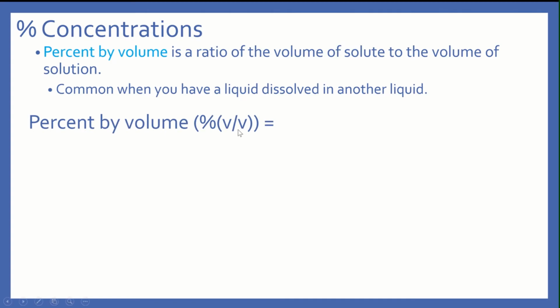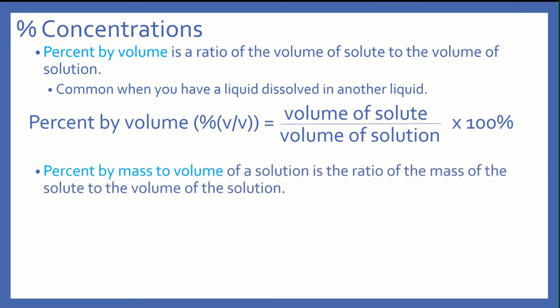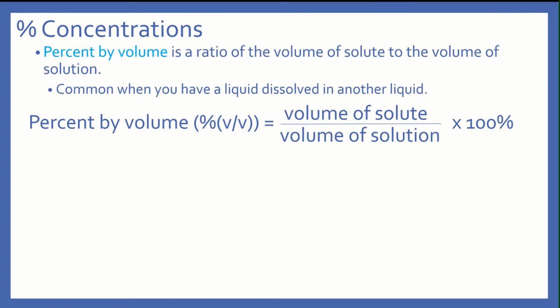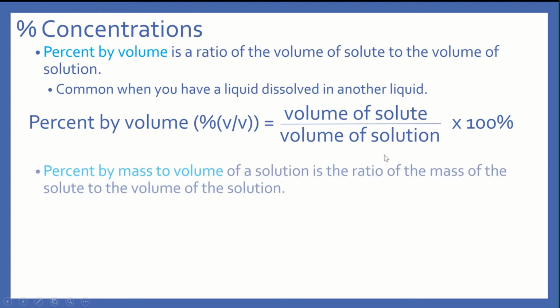So you'll usually see percent volume. And this is usually when you have one liquid dissolved in another liquid. Pretty simply, for percent volume, you do your volume of solute divided by your volume of solution times 100%. Your parts out of a whole, like any other percentage.